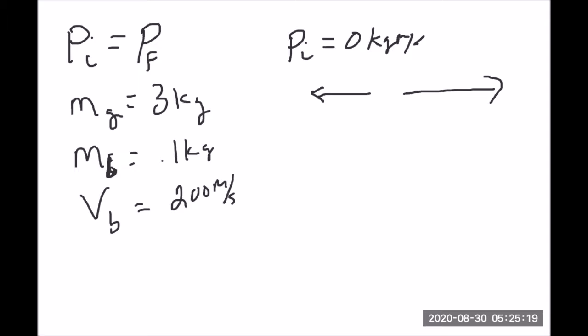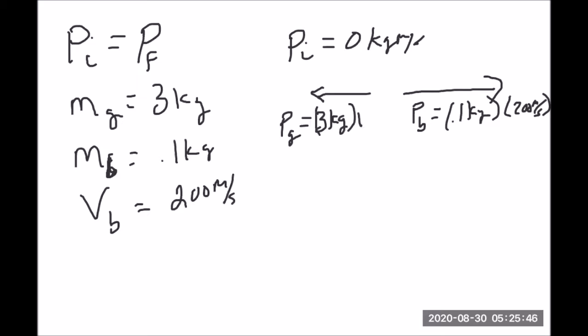So let's look at the momentum of the bullet. The momentum of the bullet would be 0.1 kilograms times 200 meters per second. The momentum of the gun would be 3 kilograms times some velocity that we don't know. Now again, I said the initial momentum has to equal the final momentum.